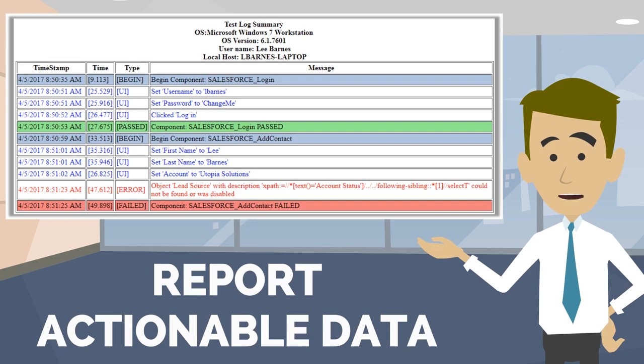Your report should clearly outline what tests were executed, the environment they were executed in, and include the individual steps at the UI interaction level. This will aid immensely in quickly identifying issues, as well as the steps to reproduce them.